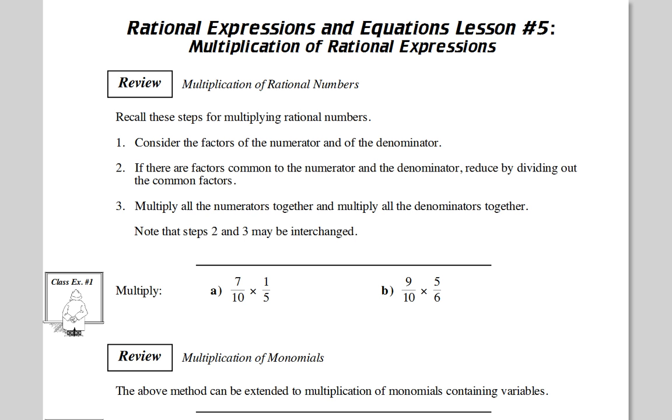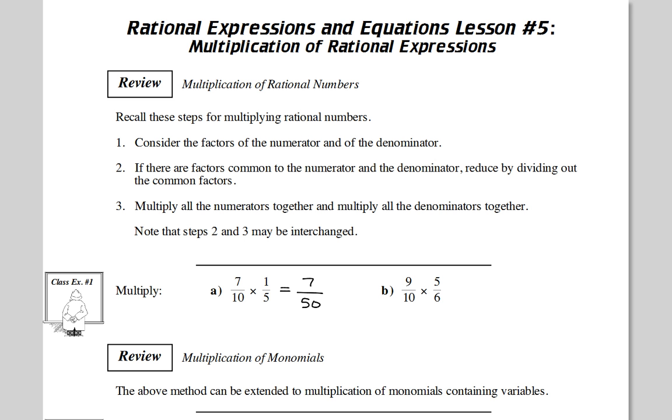Alright, so multiplication of rational expressions. Typically, students find it easier than addition and subtraction. Okay, let's just recall what you would do with regular fractions with just numbers only. Anybody want to hazard a guess how to do class example 1A? Just multiply the tops and the bottoms, and then you're done?